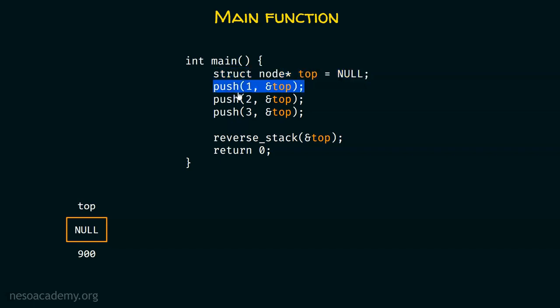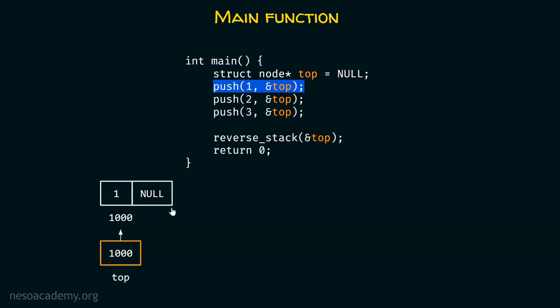And here you can see I'm calling the push function once for pushing this element onto the stack, right? Here I want to push this element onto the original stack. That's why I have passed the address of top. This means that obviously I'm passing the address 900 to this push function. And after calling this push function, this is how our stack looks like. You can see there is just one node in this linked list, and currently top pointer is pointing to this node, which means the topmost element of the stack is 1, right?